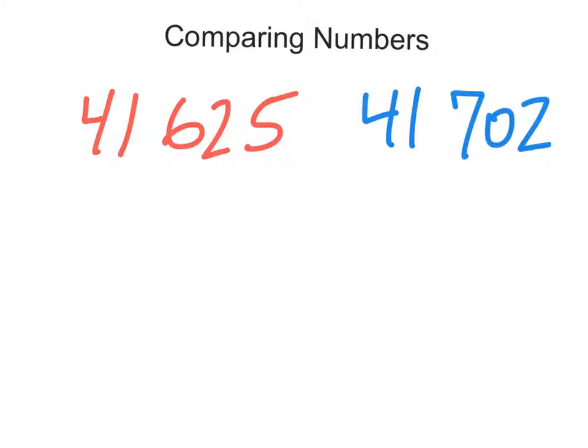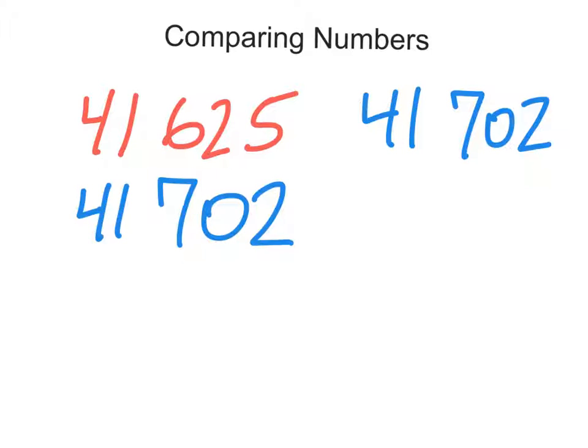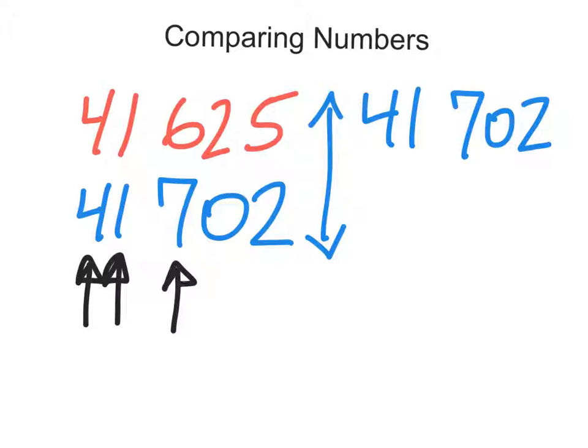For 41,702. So now I've written it vertically, which means up and down, and I can compare. I can see that in the 10,000s place, they both have a 4, so they're equal. And then in the thousands place, they both have a 1, so they're equal. But in the hundreds place, the blue number has a 7 and the red number has a 6. That means that the blue number is bigger.